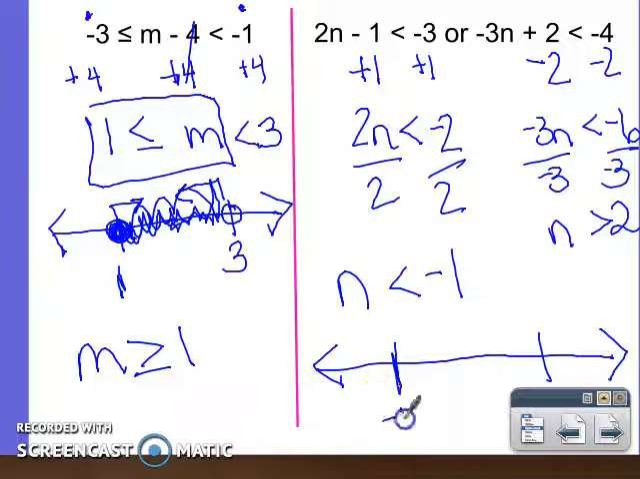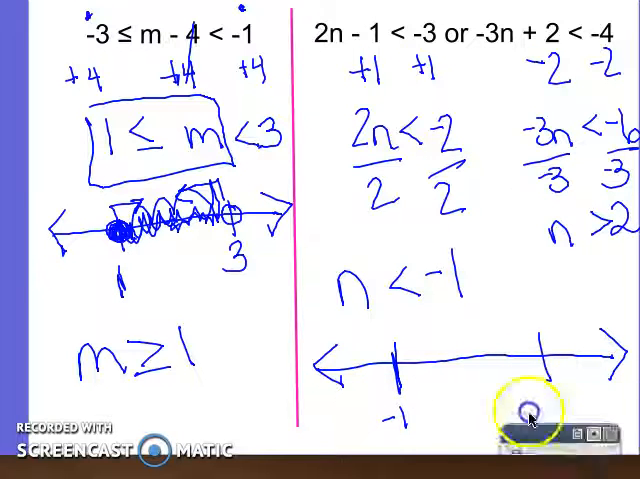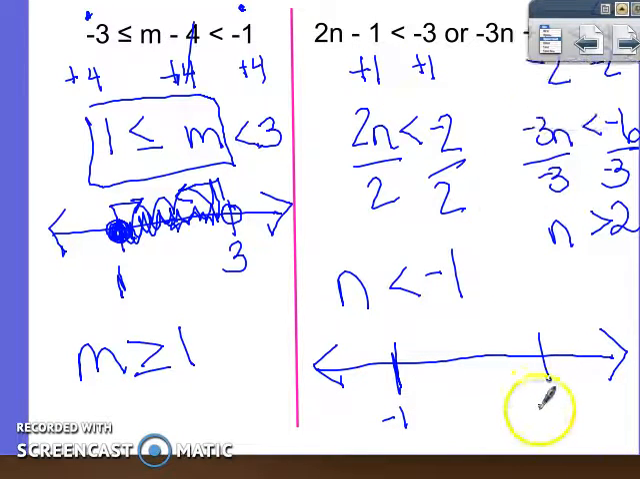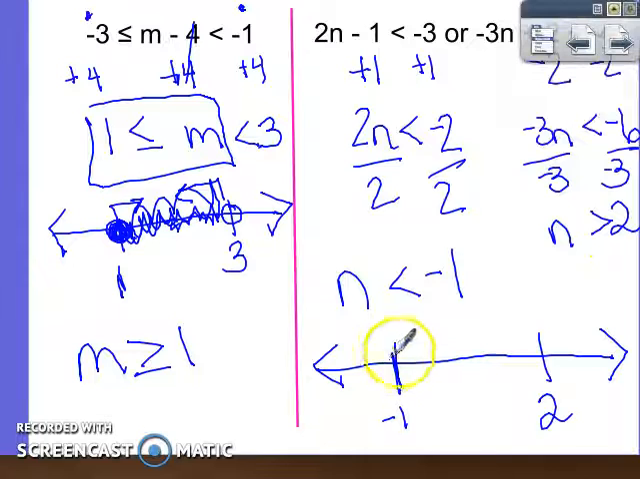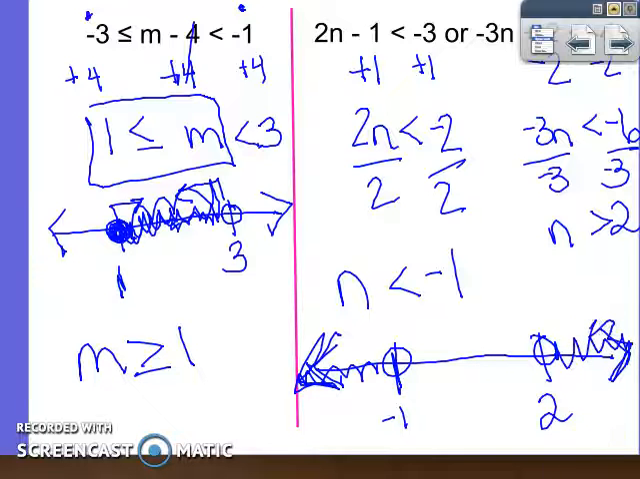So I have a negative 1, and put that back up there, and a 2. Both of them, right? I'm not missing one. Yeah, both of them are going to be open circles. So n is less than negative 1. Anything less than is going to be to the left. n is greater than 2. Anything to the right is going to be greater than 2.